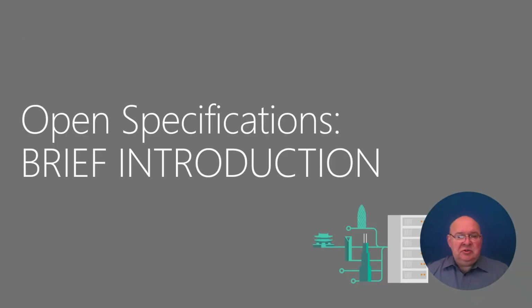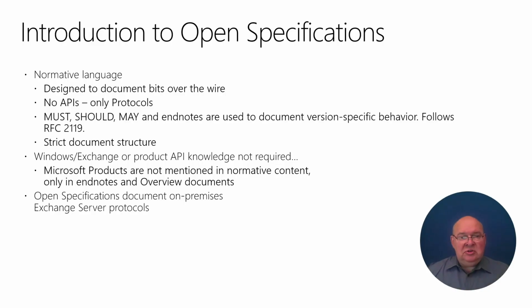Introduction to open specifications. This documentation is quite special. It is using normative language, and it is designed to document bits over the wire. There are no APIs, only protocols. We use endnotes to document version-specific behavior, and for that we follow RFC 2119. The document structure is very strict, and it helps to maintain consistency across large set of documents. There are hundreds of them. Important to note that Windows or Exchange or product API knowledge is not required. It's bits over the wire. Microsoft products are not even mentioned in normative content, only on endnotes.